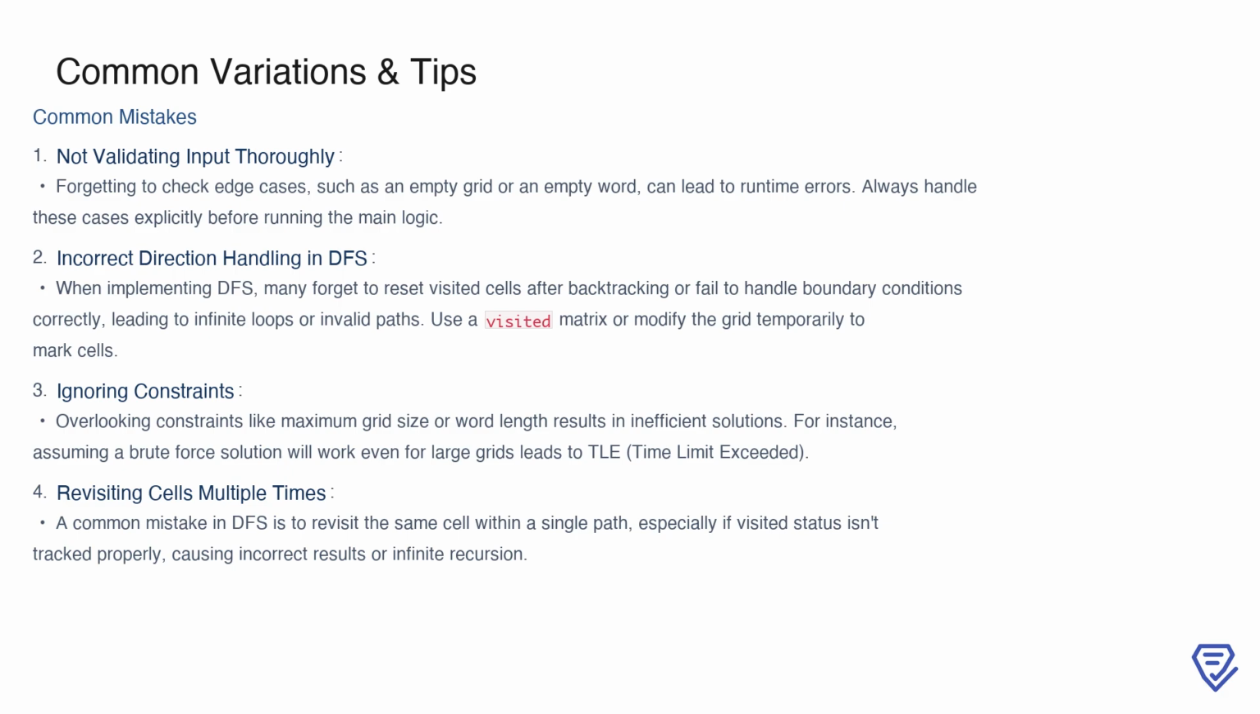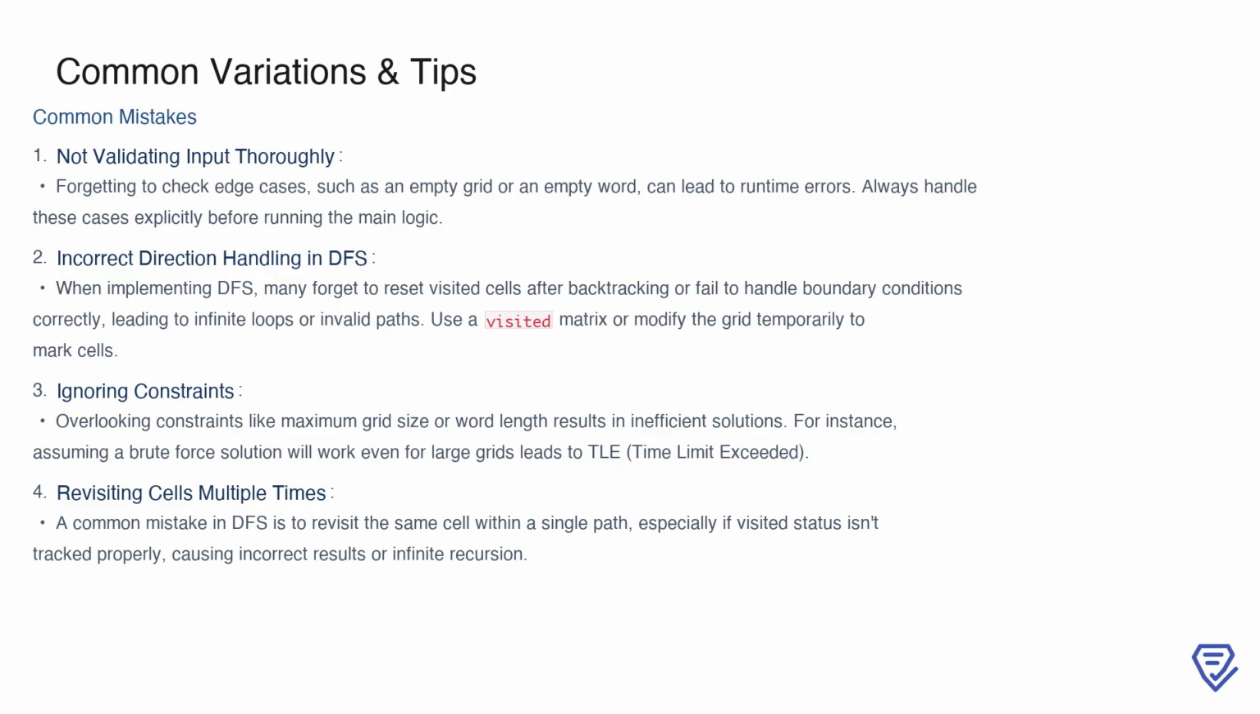Another frequent issue arises during DFS, where incorrect direction handling can occur. This might mean failing to reset visited cells after backtracking or not properly checking grid boundaries, which can cause infinite loops or invalid paths. Using a dedicated visited matrix or temporarily modifying the grid are great ways to address these issues. Additionally, ignoring constraints, such as the maximum grid size or word length, can result in inefficient solutions.